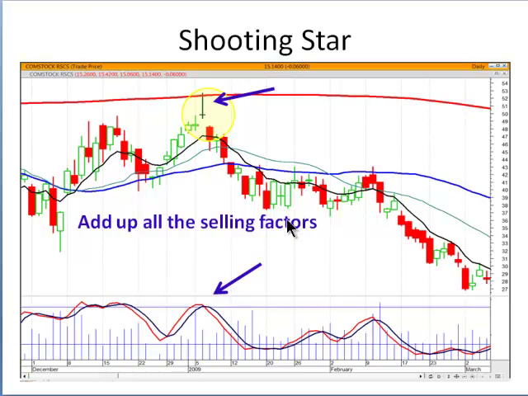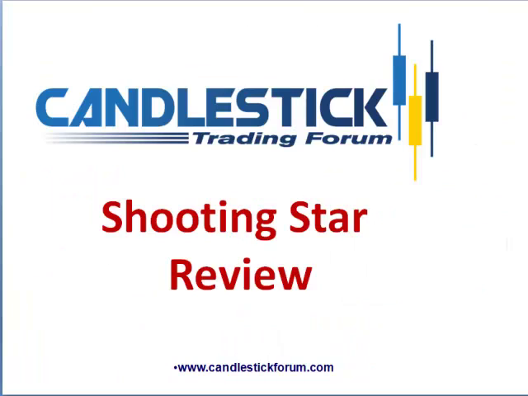This is the whole function of investing, is trying to put your funds in situations where the probabilities are greatly in your favor. Being able to add all the visual elements of a strong sell signal does just that. Let's do a little shooting star review. We'll try to encapsulate all the elements of what makes a strong shooting star sell signal.